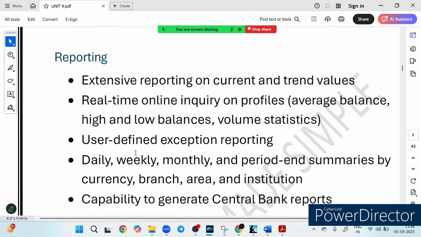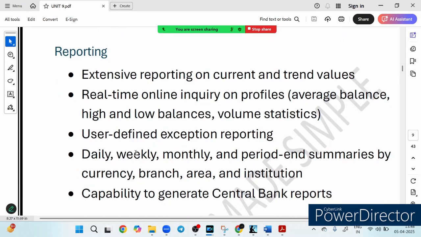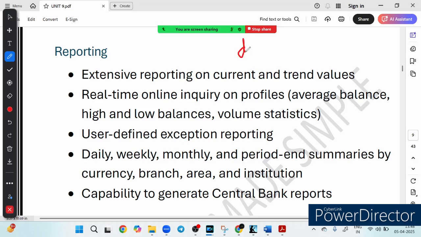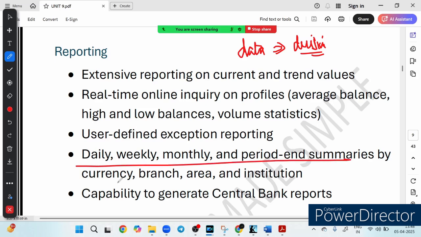Then we have something called reporting, which means banks love data, and this system helps them turn data into decisions. Why do banks love data? Because once they have data, only then can they make a proper decision, right? So that is the point. The system can generate daily, weekly, monthly, even period-ending reports.